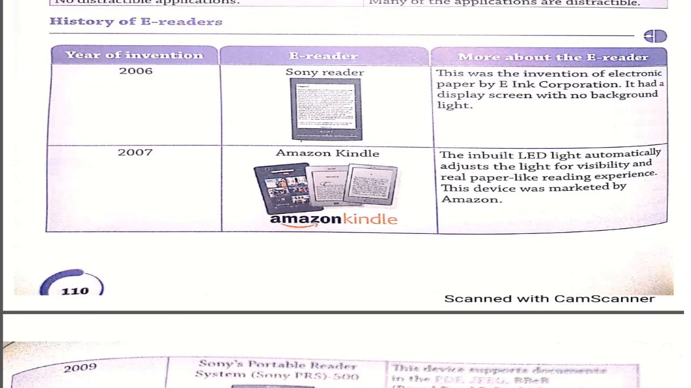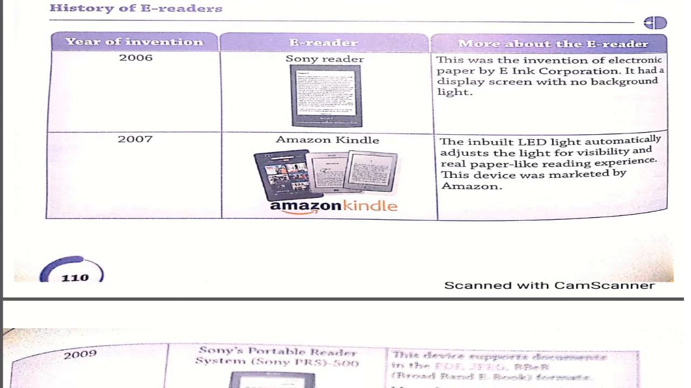So next is history of e-readers. There are various events. Like in 2006 Sony Reader was developed. This was the invention of electronic paper by E-Ink Corporation. It had a display screen with no background light. Next, in 2007 Amazon Kindle was released. The inbuilt LED light automatically adjusts the light for visibility and a real paper-like reading experience. These devices were marketed by Amazon.